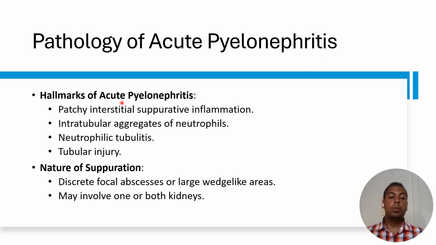So the hallmarks, we would have patchy interstitial suppurative inflammation, intratubular aggregates of neutrophils, neutrophilic tubulitis, and tubular injury. So just remember that pyelonephritis would typically affect the renal interstitium and the renal tubules. That's important to know. The nature of the suppurations would have discrete focal abscesses or large wedge-like areas, and it may involve one or both kidneys.